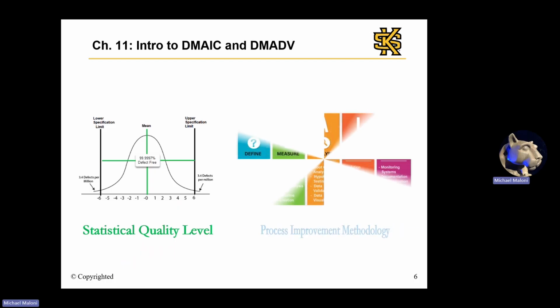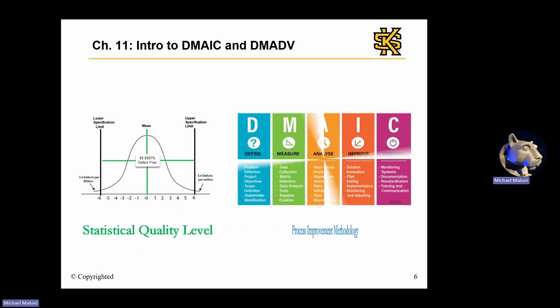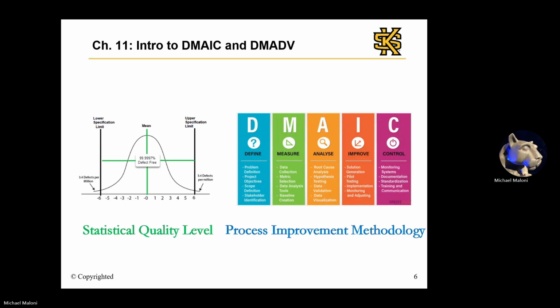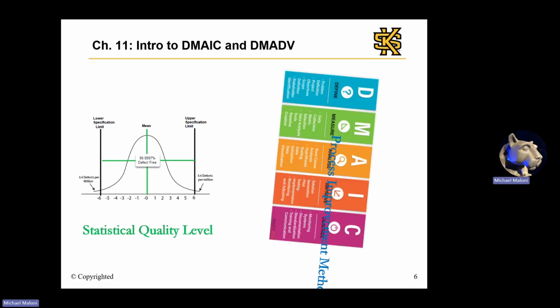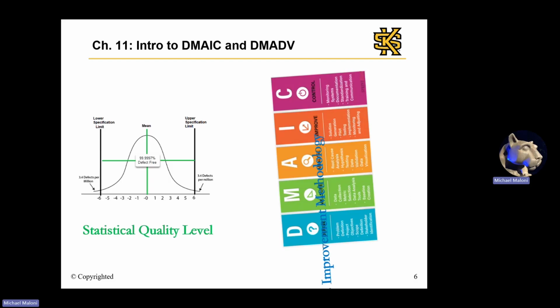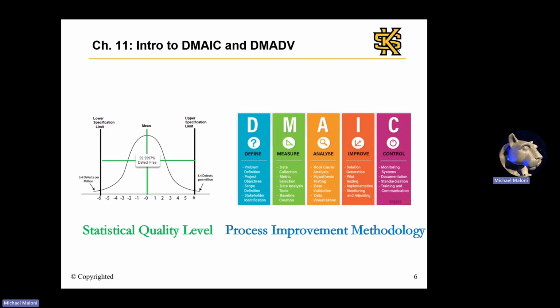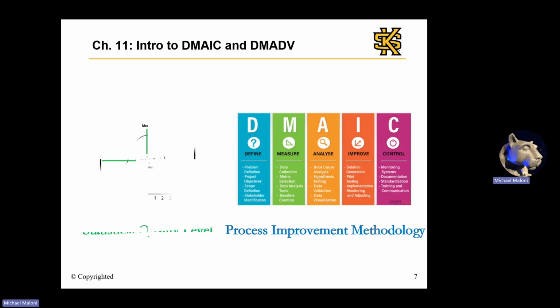And then number two, it's a process improvement methodology. That is, DMAIC is a structured approach to improve processes to achieve higher levels of quality. This chapter is about the latter with DMAIC and the associated idea of DMADV for new processes.